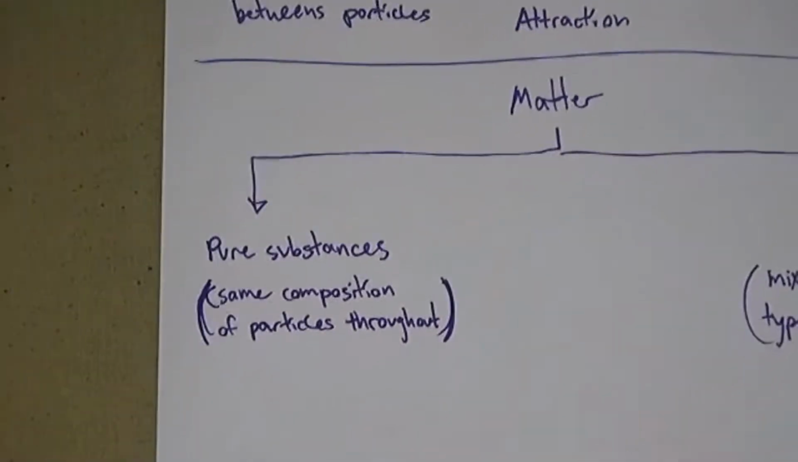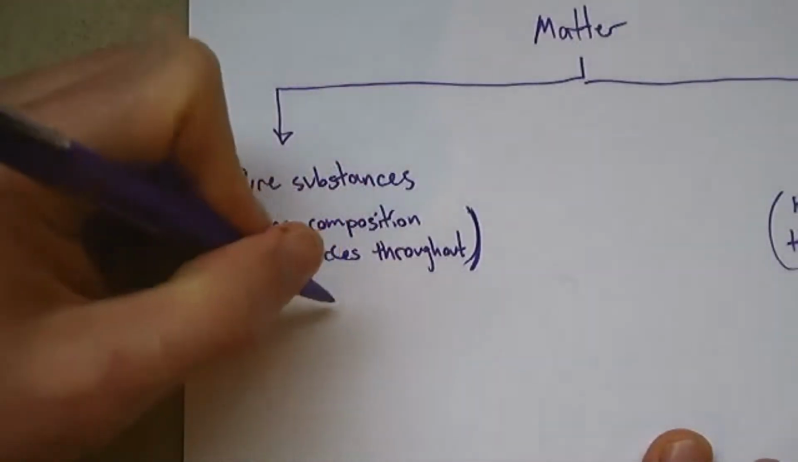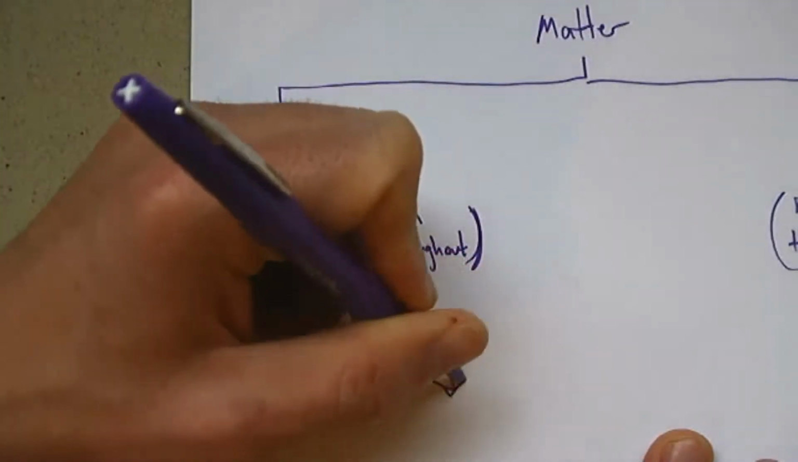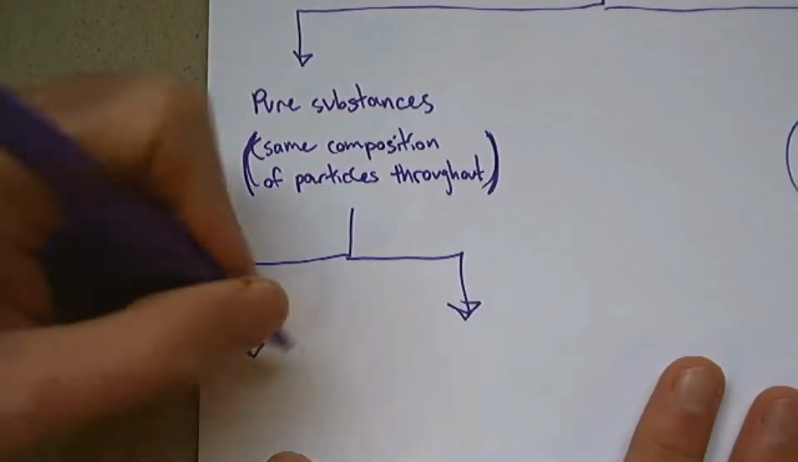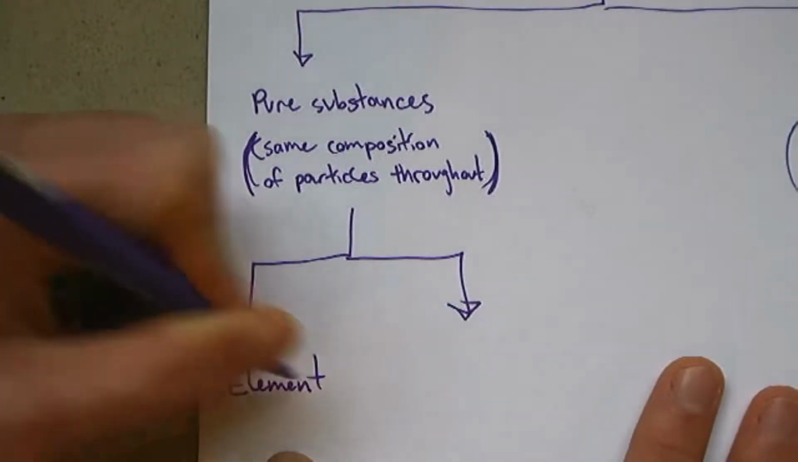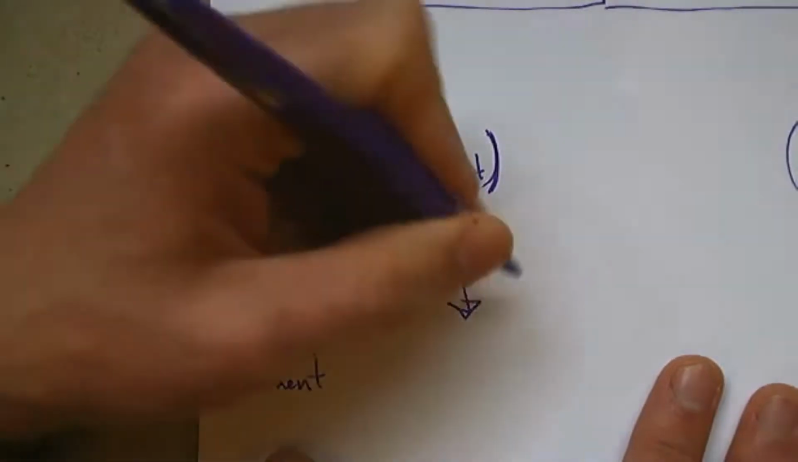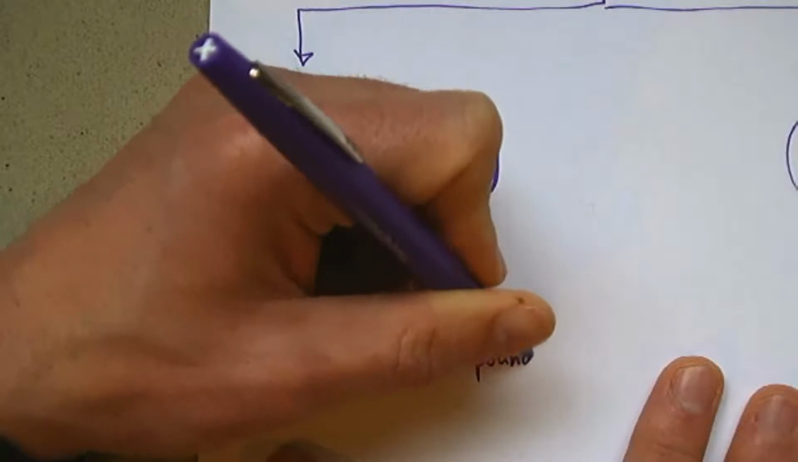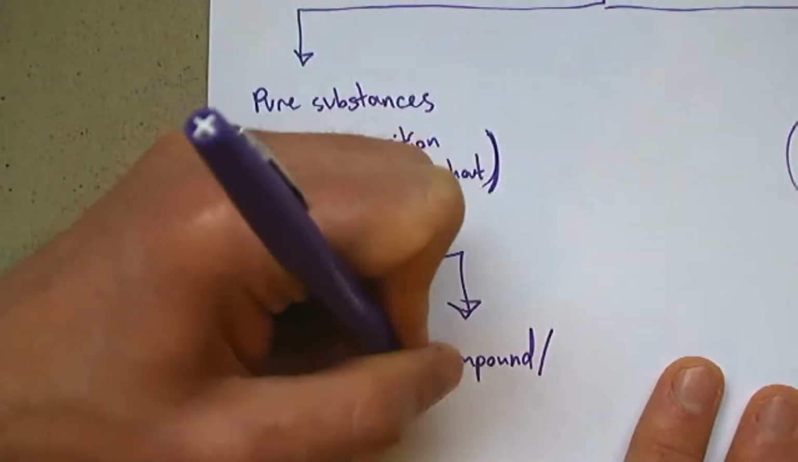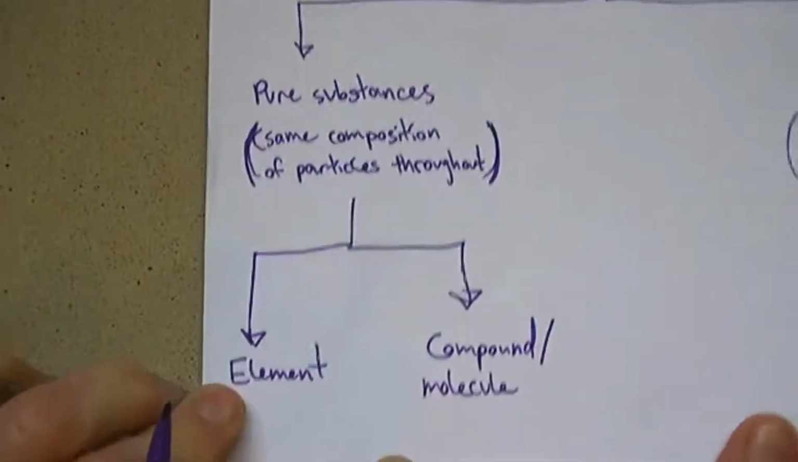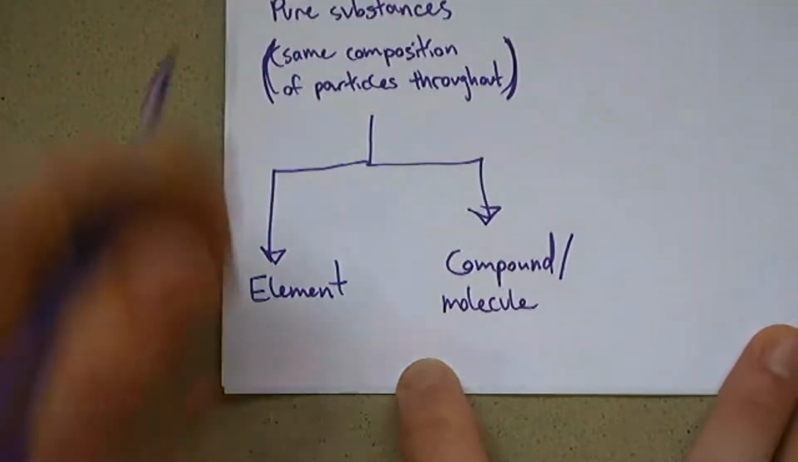So a pure substance, there's actually two types of those. And one is called an element, which is what we're going to be talking about a lot in our next unit. And the other one is called a compound. And a compound is very similar to a molecule. You can think about them as similar words. There's actually some slight differences, but at this point, they're the same thing. That's fine.